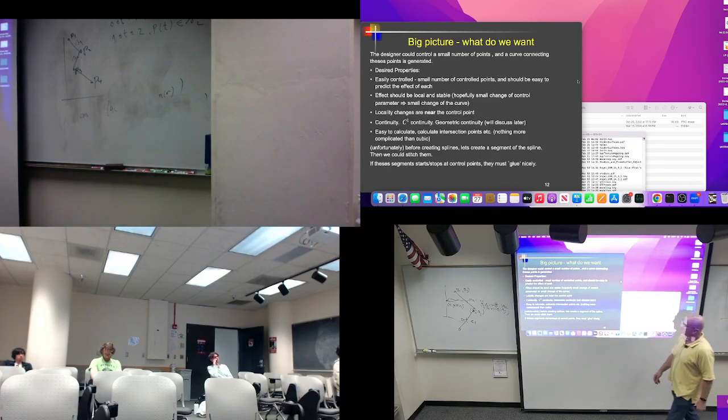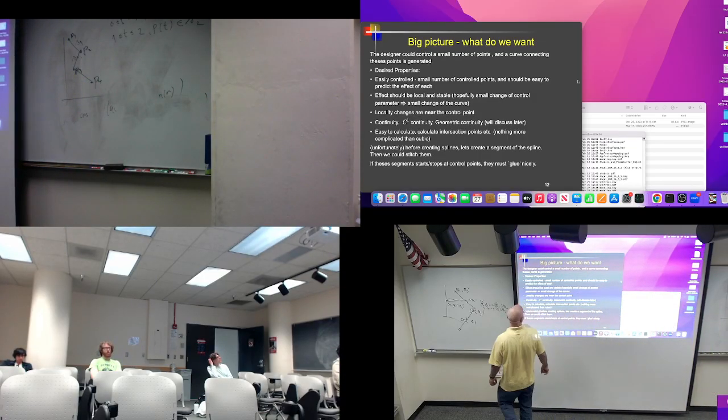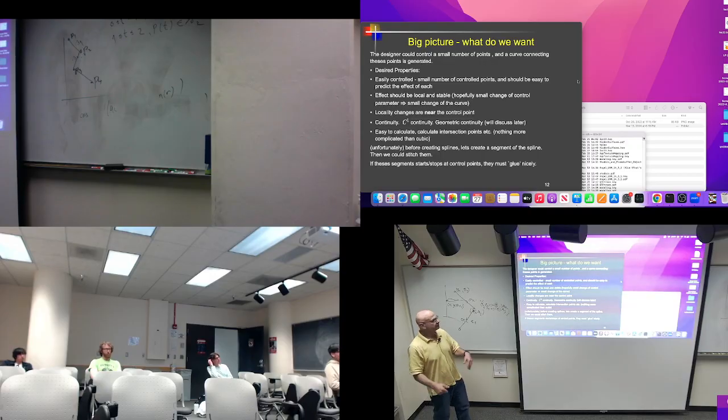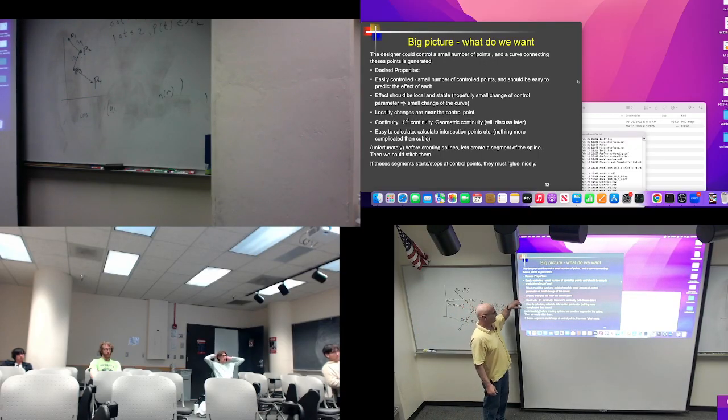What's wrong with this? It's continuous. Great. Its local changes only influence local behavior. If I move one of these control points, it moves only 2 segments.